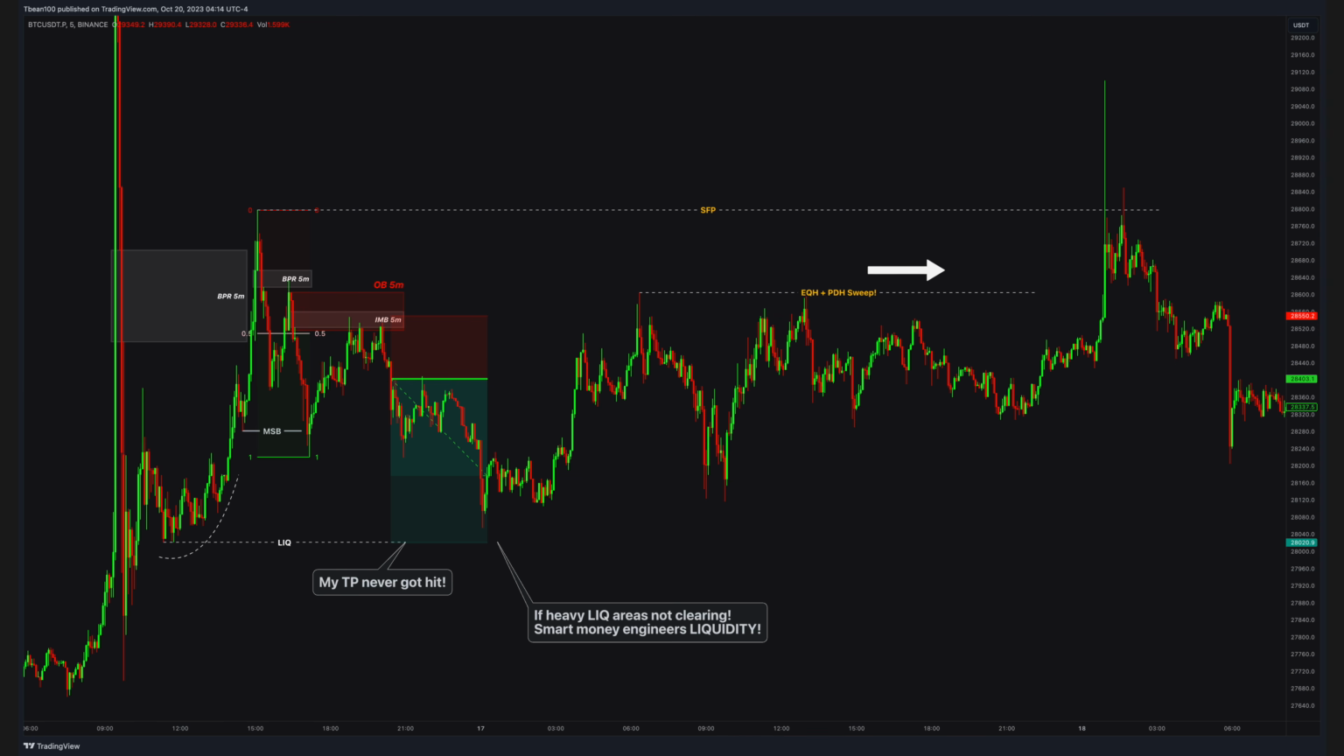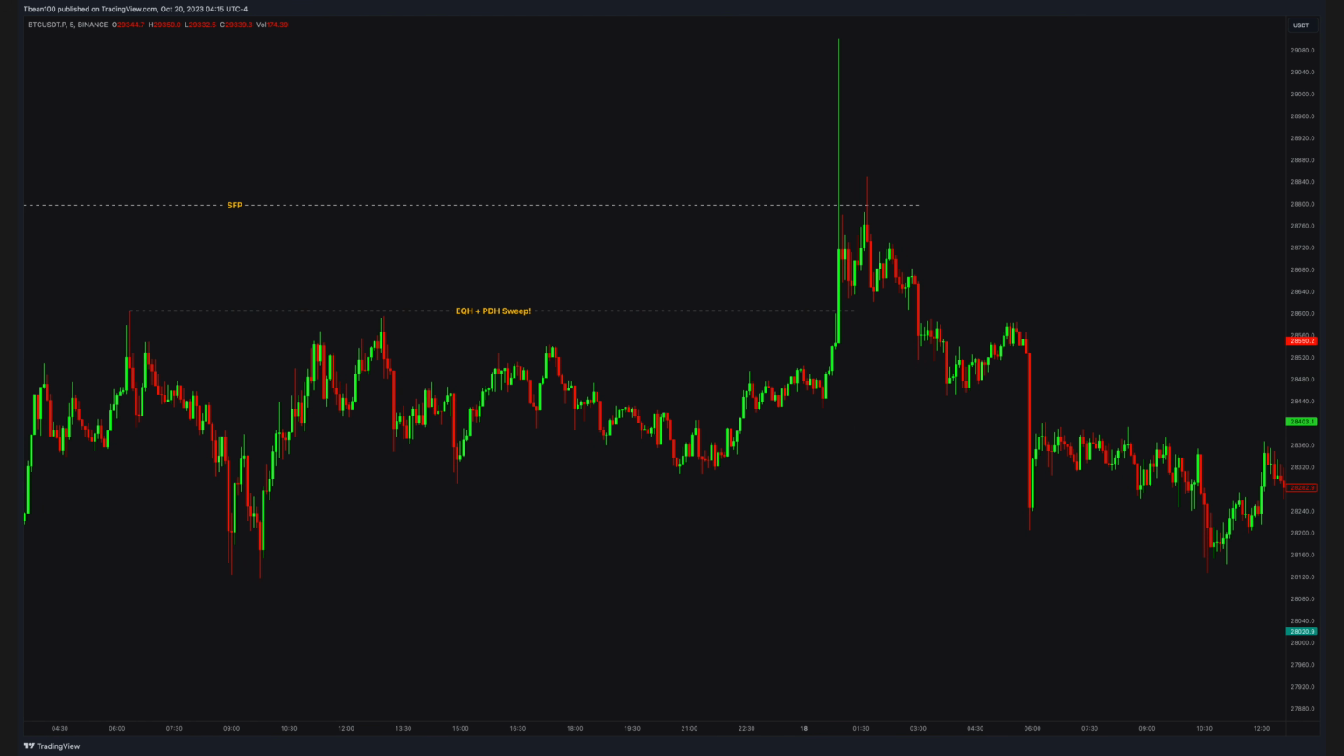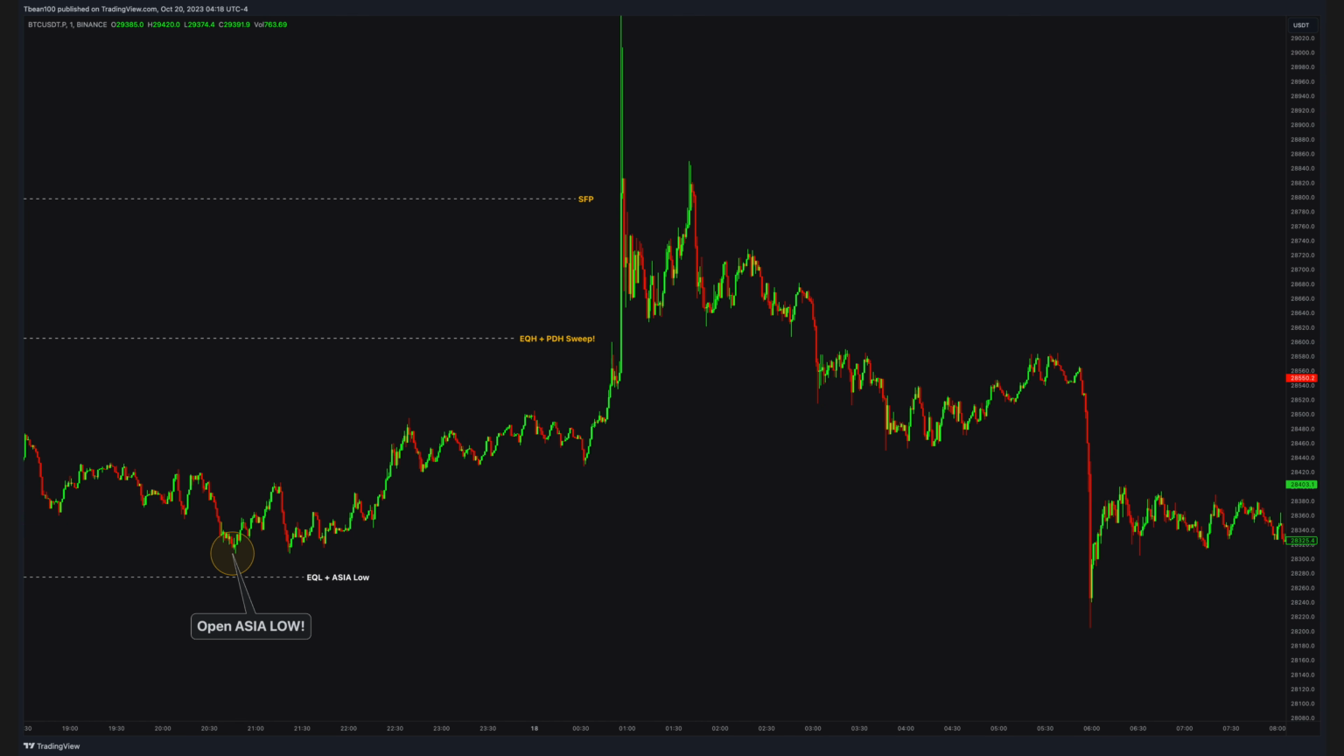Again, once you clear the liquidity pools, the next question should be, where can I carry the price? These equal lows with Asia low was a classic target to aim for. Since I was using my smaller account, I actually did not care about perfect entries.